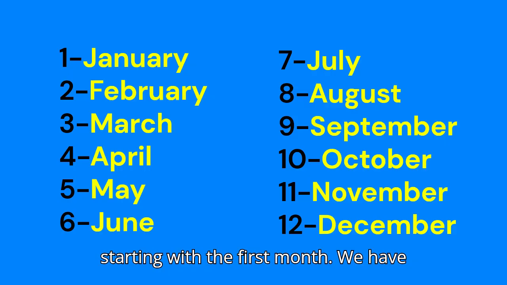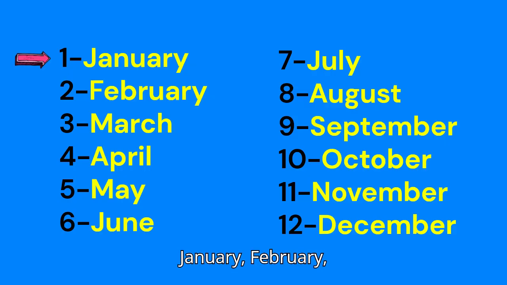So now we're going to repeat them. Starting with the first month, we have January, February, March, April, May, June, July, August, September, October, November, December.